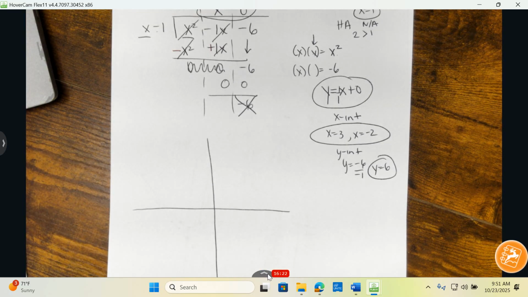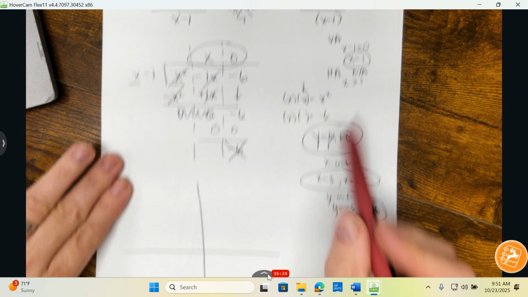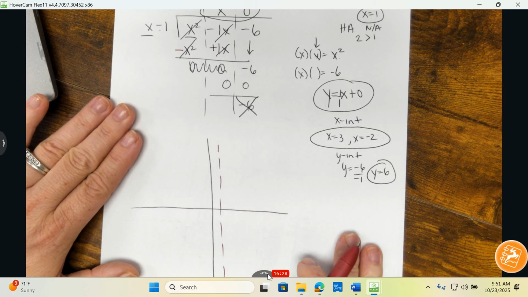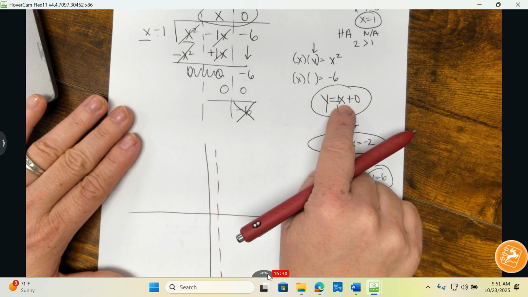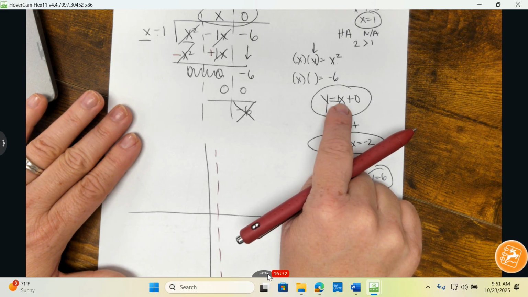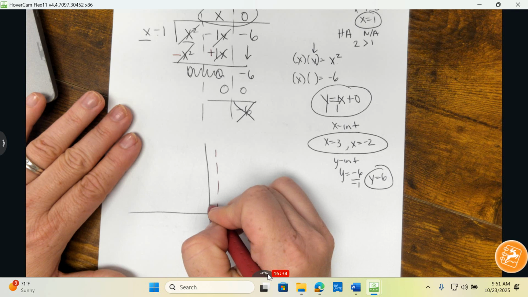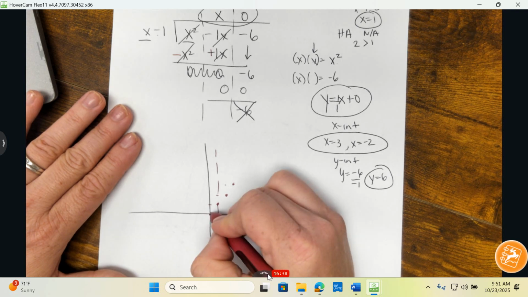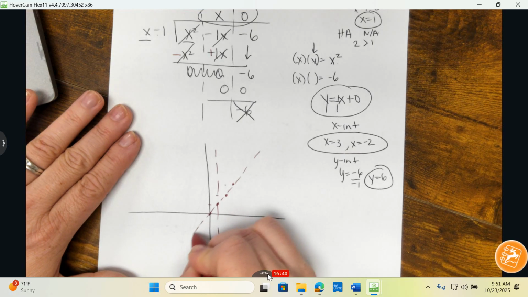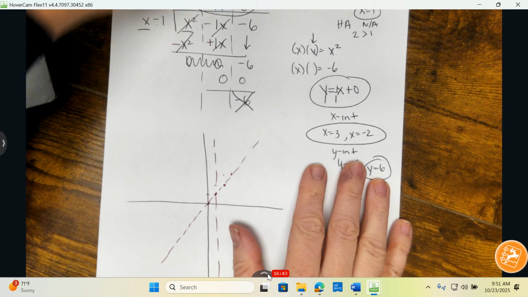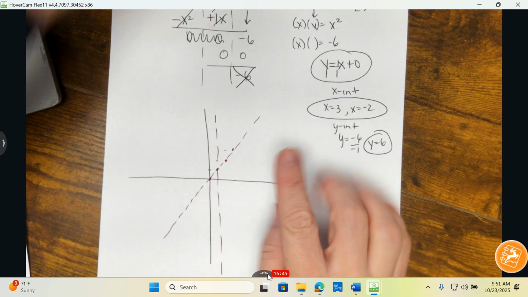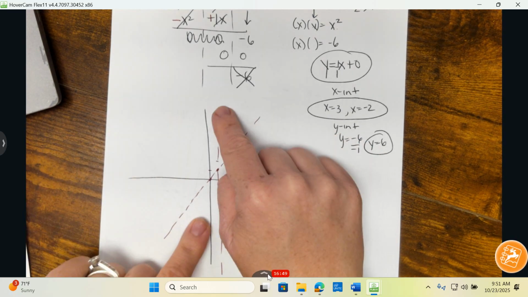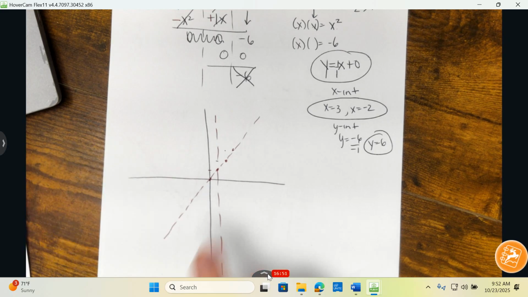So I have a vertical asymptote at x equals 1. And I have a slant or oblique asymptote at y equals x plus 0. I start at 0, and I go up 1 and over 1, up 1 over 1, up 1 over 1. And just to make a little bit of prediction here, I will either have a graph in these two areas or these two. I don't know yet, but I know it's either these two or the opposite of these two.